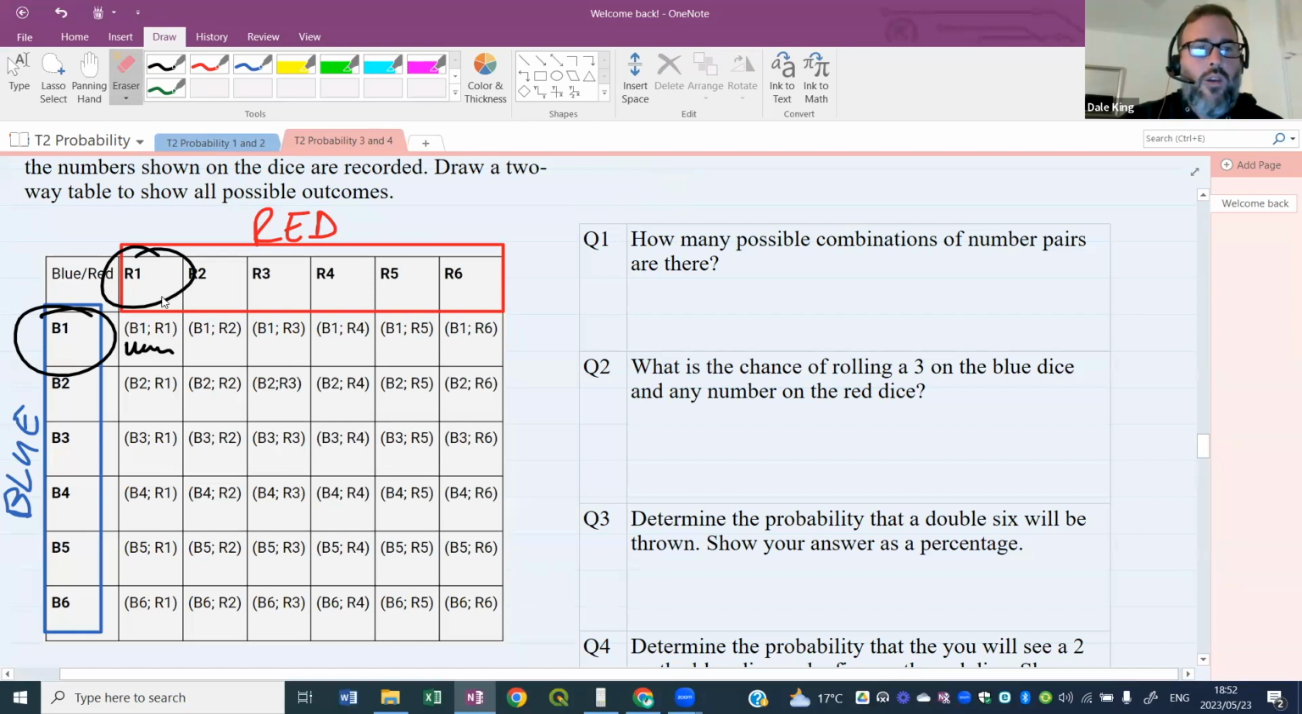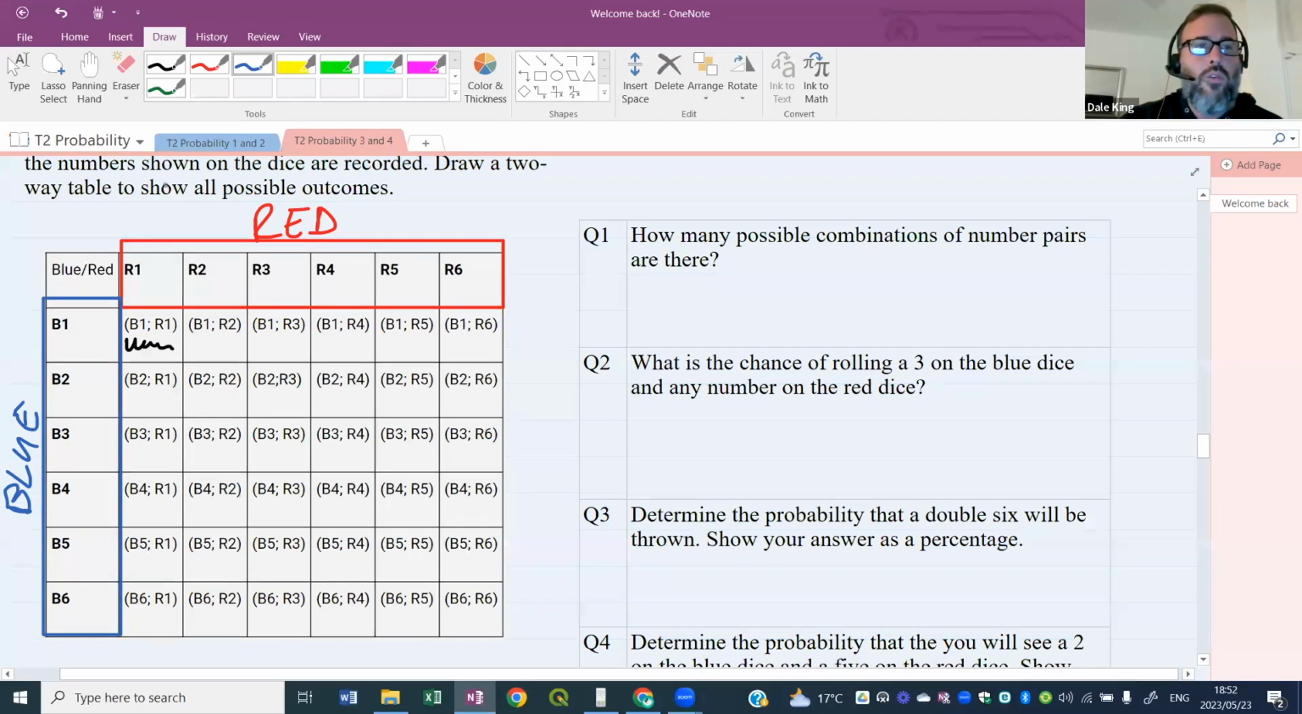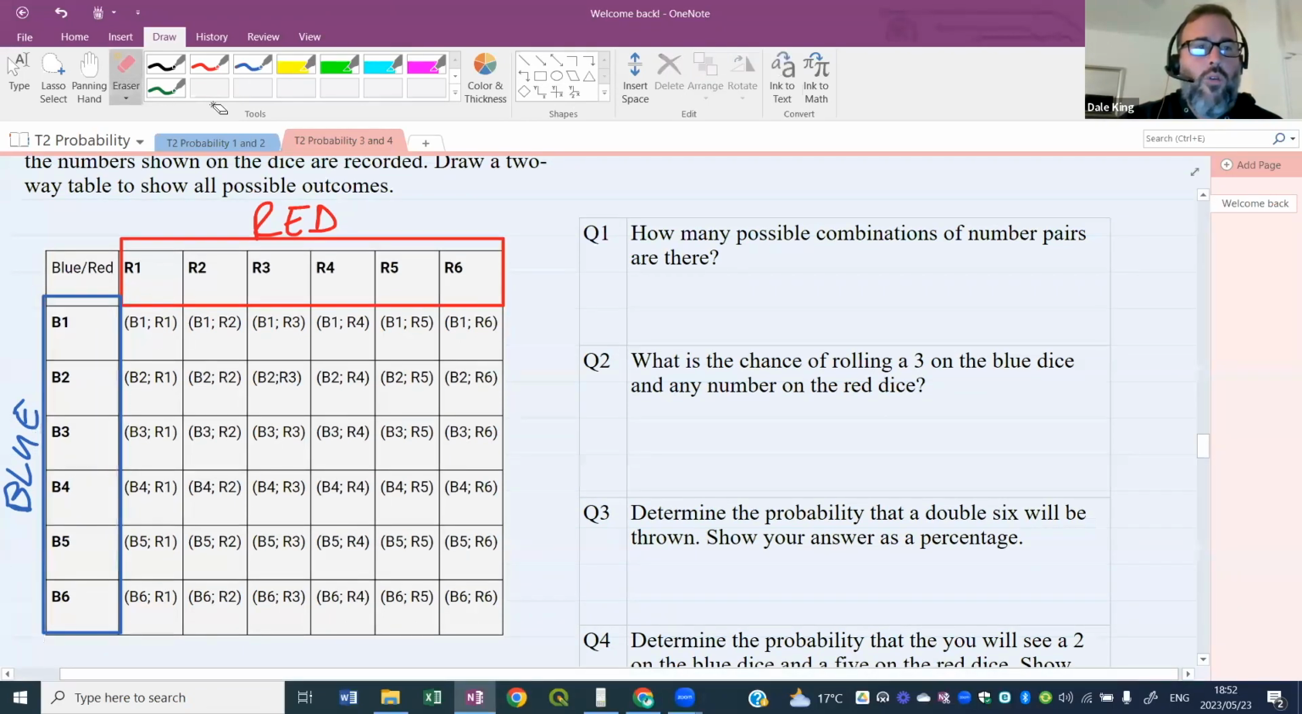All right. What's the possibility when you throw a 3 on the blue and a 4 on the red? Well, here's 3 on the blue. Here's 4 on the red. So if we go across and down, that's what it'll look like. 3 and 4. Okay, so this table can show us every single possibility.